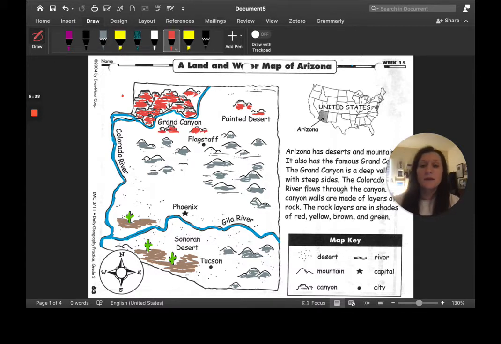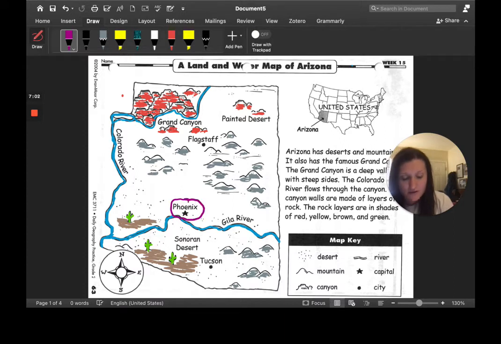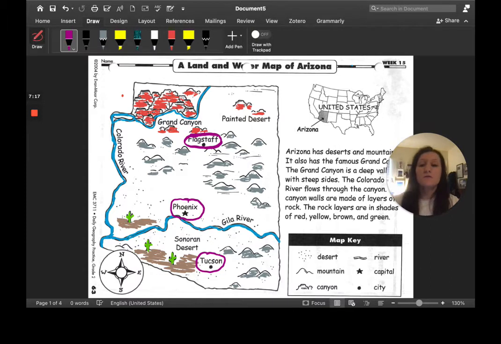All right, and then lastly, we're going to talk about some of the larger cities in Phoenix. So on this map, they're going to show us 3 different cities that are the 3 biggest cities in the state of Arizona. So let's grab a new color here. And we're going to see Phoenix. And we see it even has the star, which tells us that is the capital of the state of Arizona. We also see Tucson. And up by the Grand Canyon, we see Flagstaff. So those are our 3 main cities in the state of Arizona.